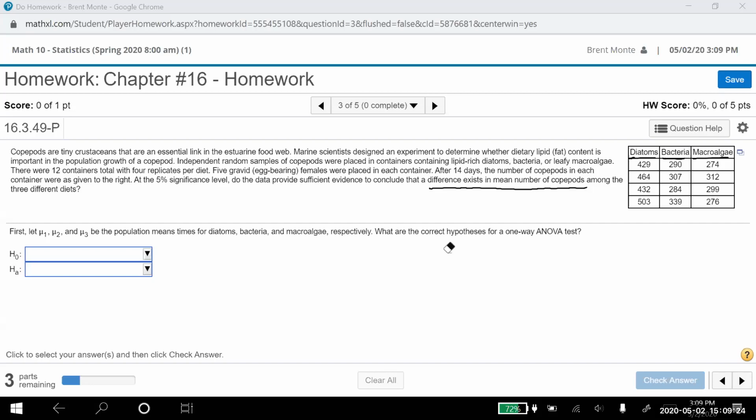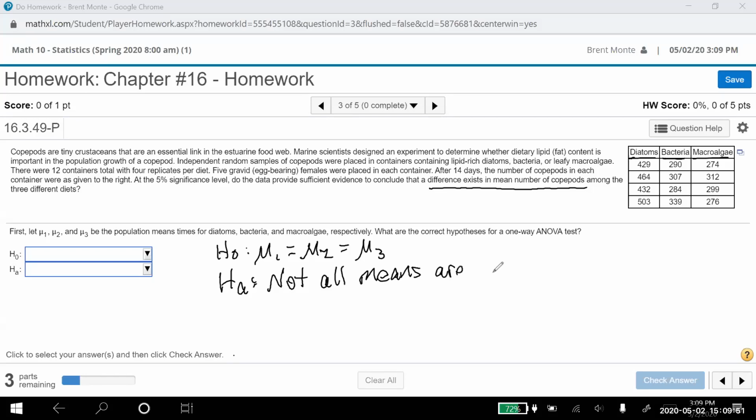classification. Okay, so let's look and let's write out the problem that we're doing. So notice there's 3 of them there. So when we write out the null hypothesis, it's going to be mu1 is equal to mu2 equals mu3. The alternative hypothesis is going to be not all means are equal. And let's see what the author of this problem put down so that we can check and see what our answers we're going to select are.